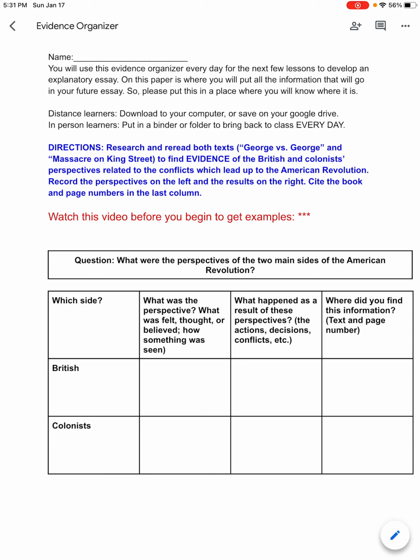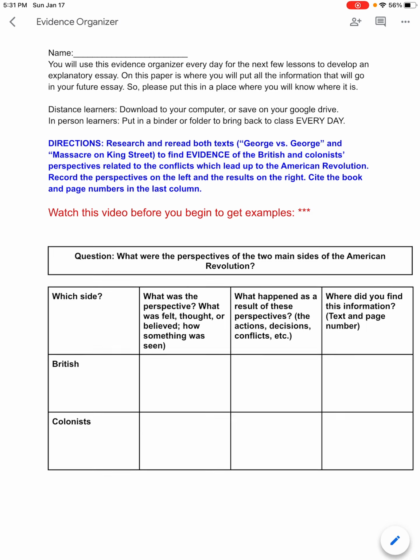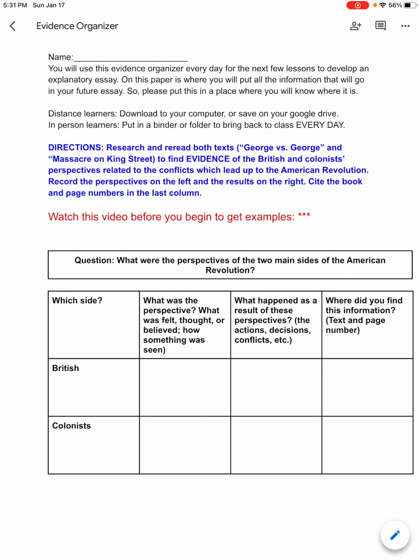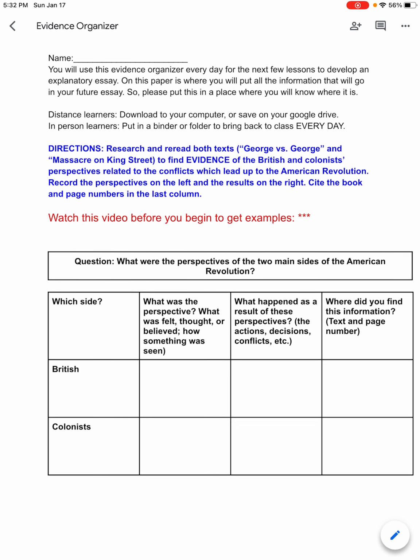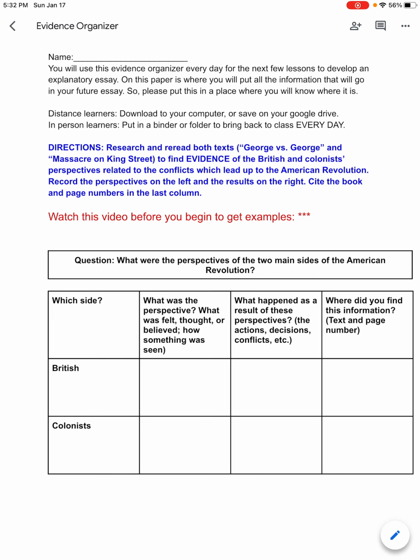So, here's the evidence organizer. Let's go over the directions. You will use this evidence organizer every day for the next few lessons to develop an explanatory essay. On this paper is where you will put all the information that will go in your future essay. So please put this in a place you will know where it is. Distance learners, download to your computer or save to your Google Drive. In-person learners, put it in your binder or folder and bring it back to class every day.